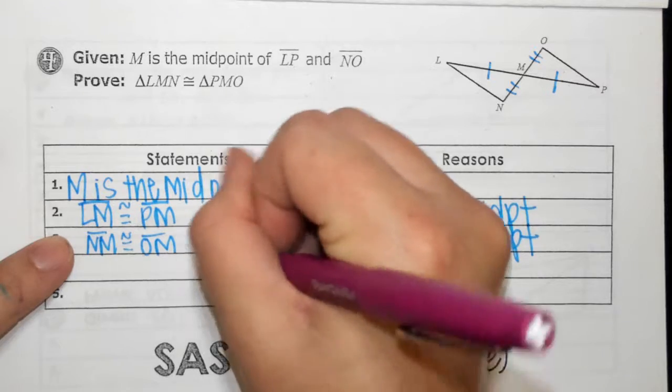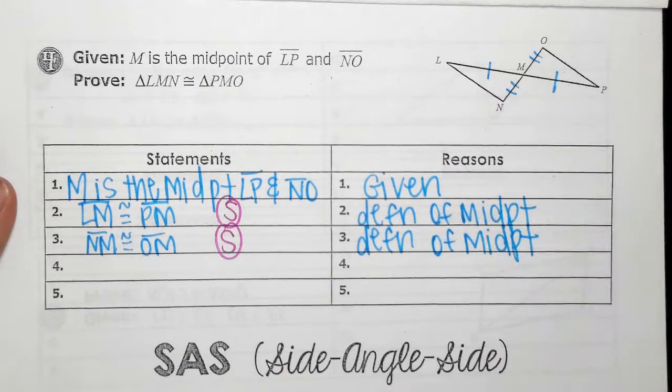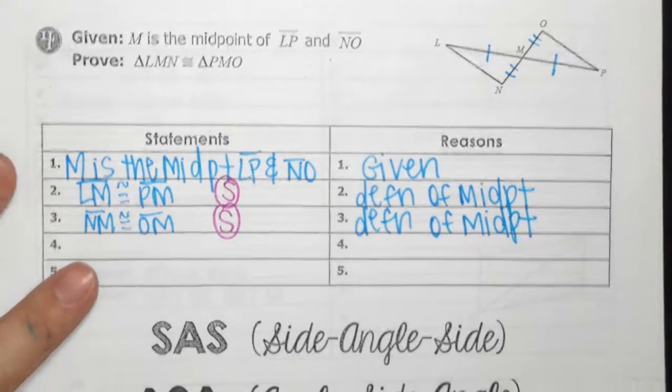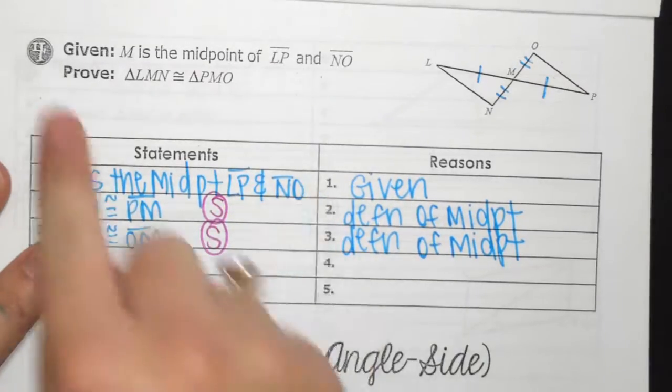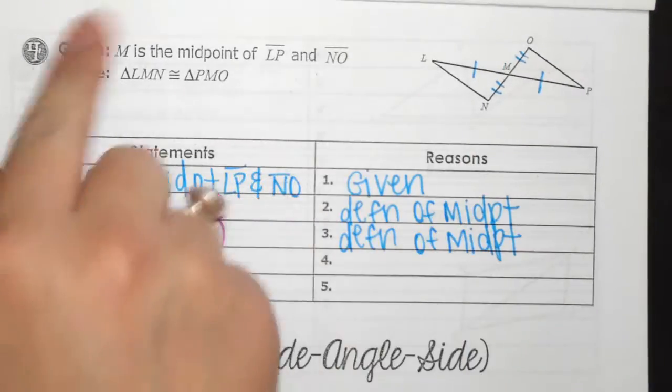Are they sides or angles? Sides. Let's put an S beside it and circle it. Okay? Well, what am I missing if I want to use SAS? Angle. They don't tell me anything about an angle. But what do you see?